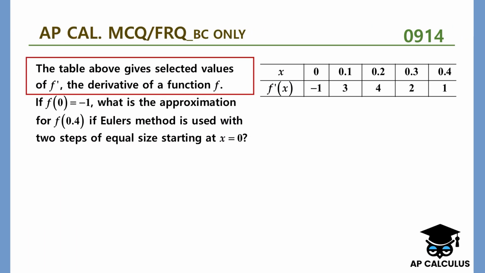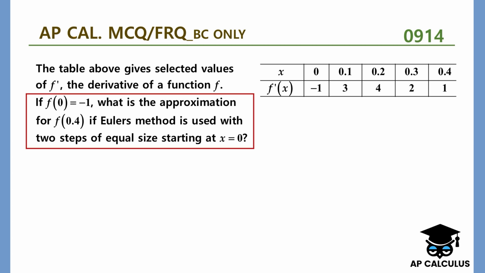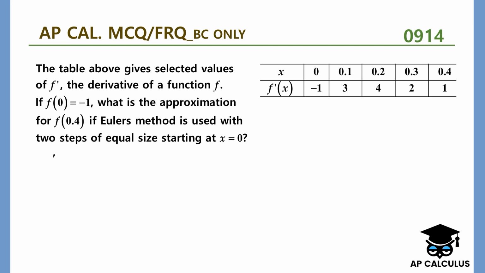Question 914. The table above gives selected values of f prime, the derivative of function f. If f of 0 is equal to negative 1, what is the approximation for f of 0.4 if Euler's method is used with two steps of equal size starting at x equals 0? Okay, we're going to start with the formula for Euler's method. That is yn equals yn minus 1 plus step size h times the slope at the point xn minus 1, yn minus 1. That's our formula, right?